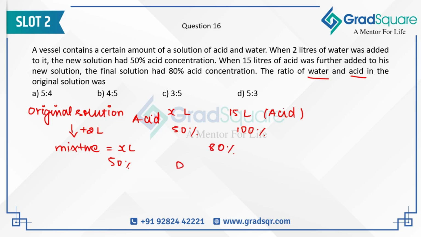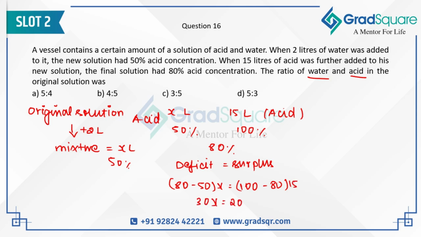So using the concept of deficit and surplus, deficit should always be equal to surplus. That means (80 − 50) into x should be equal to (100 − 80) into 15. So this will be 30x equal to 20 into 15. Cancelling out, I get 2x equal to 20, so x will be equal to 10.